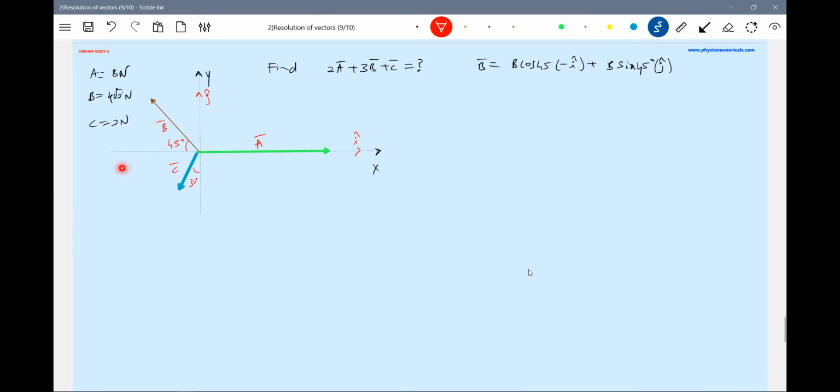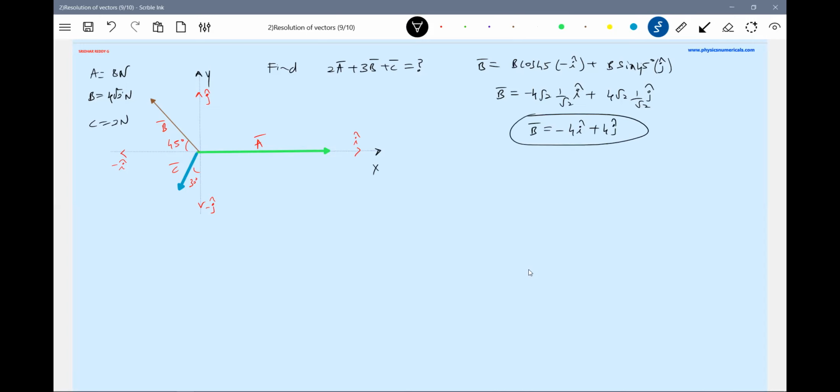So minus I cap, this will be minus I cap, and this will be plus J cap. Unit vectors. So we'll substitute the value. So this will become B bar. B is 4 root 2 times 1 by root 2 I cap. This will be 4 root 2 times 1 by root 2 J cap. So this will become minus 4 I cap plus 4 J cap. Okay, B bar, I got it.